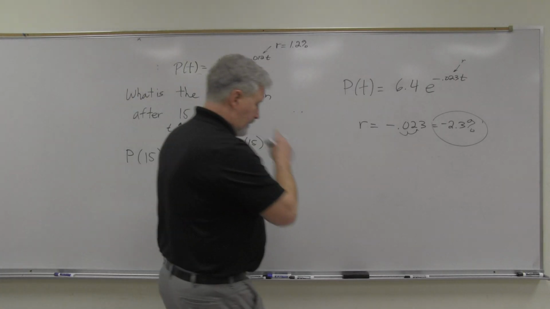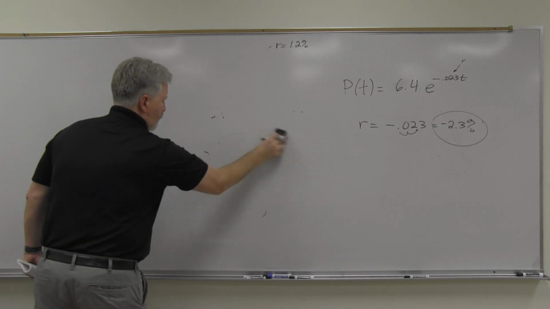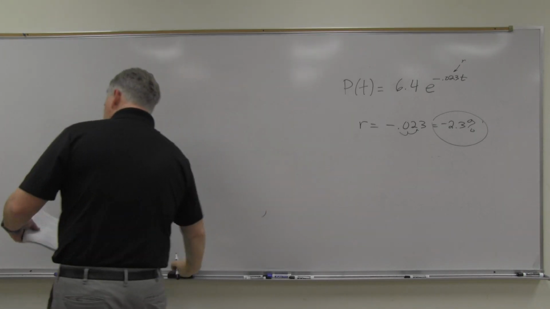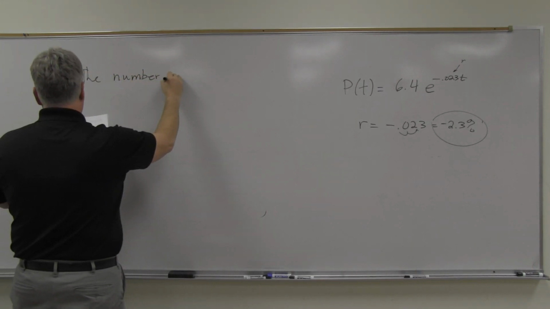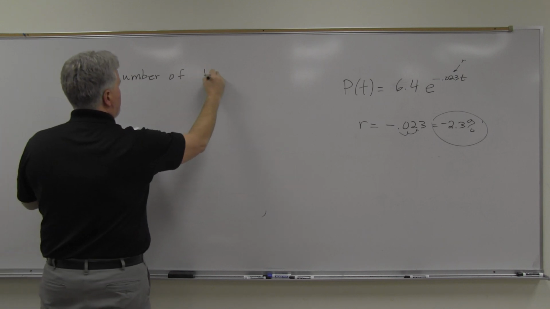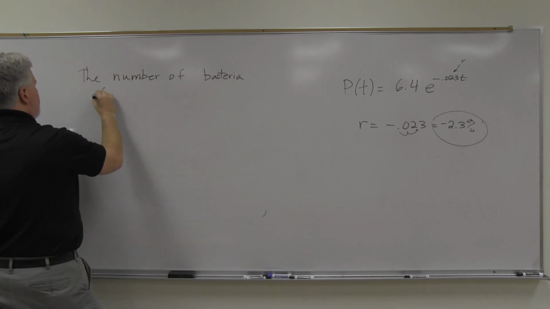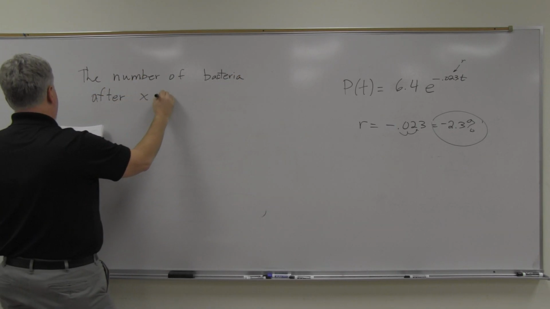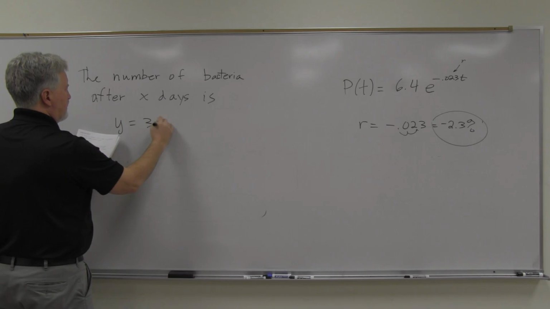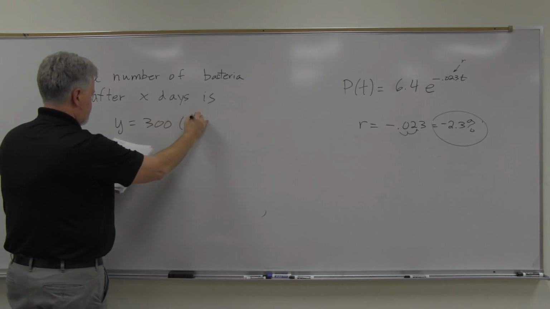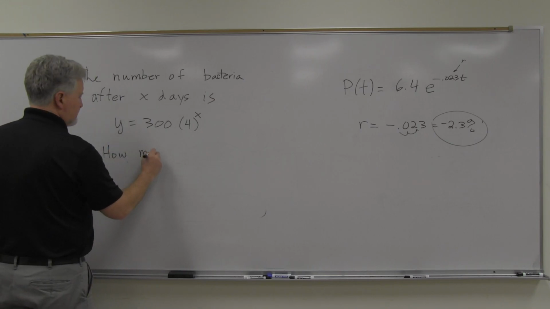Now, let's talk about this one. The number of bacteria after x days is y equals 300 parentheses 4 to the x. How many bacteria are there after 5 days?